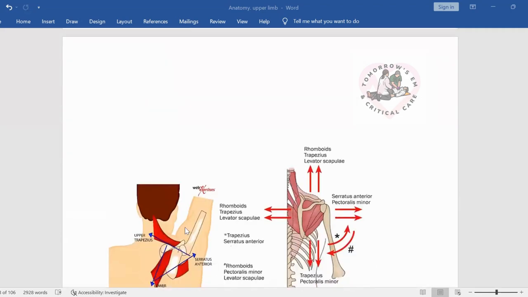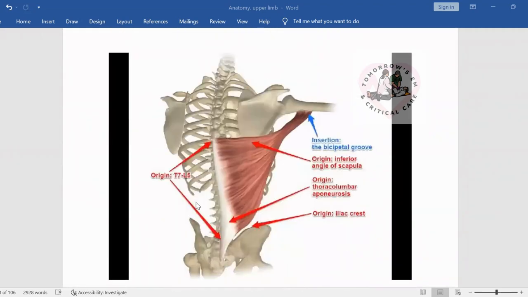That's it. So now comes the big muscle, latissimus dorsi. Origin? Number one, thoracic spines from T7 to sacral 5. Number two, the inferior angle of the scapula. Number three, the thoracolumbar fascia. Number four, the iliac crest. Got my point? So there are four origins of latissimus dorsi.